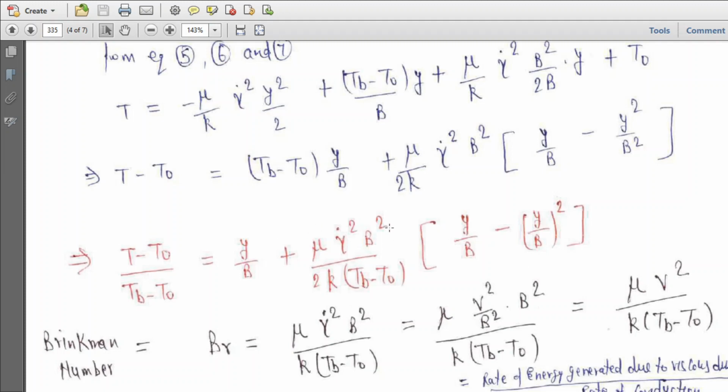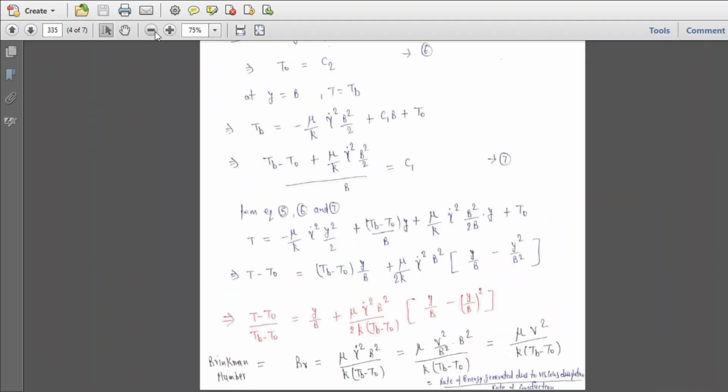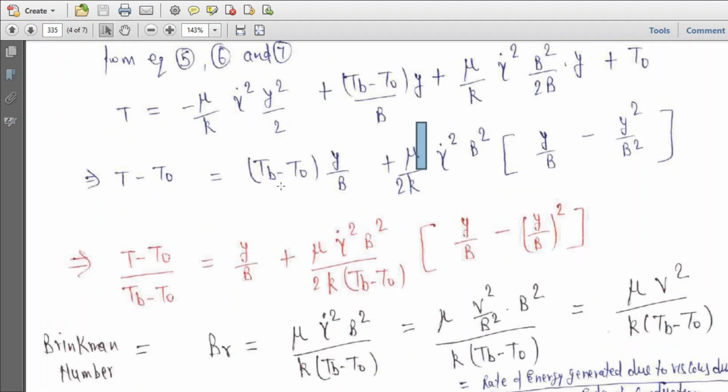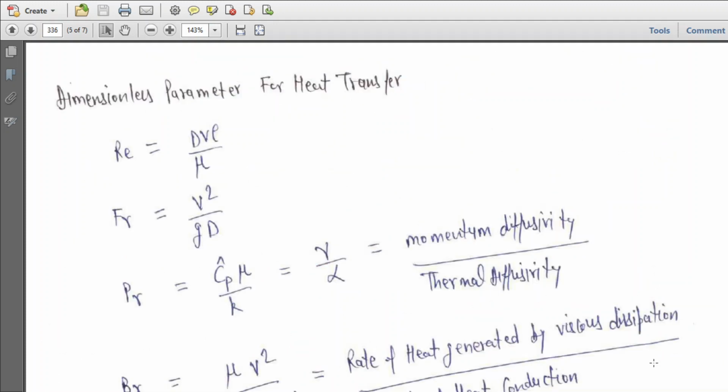So this particular term is known as the Brinkman number. The Brinkman number is μ γ̇² b²/(k(Tb − T0)), and you can substitute this here. So the Brinkman number is practically the rate of energy generation due to viscous dissipation divided by the rate of conduction.